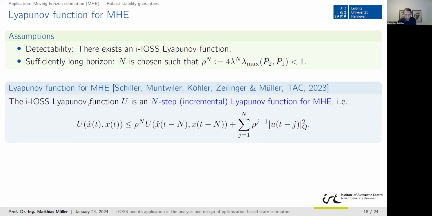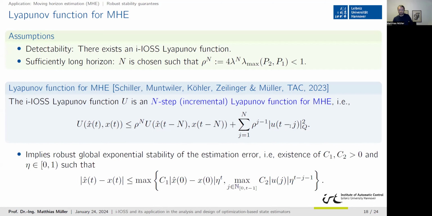So meaning that if I evaluate this incremental ISS Lyapunov function along the real unknown and estimated trajectory, x and x hat respectively, it is decaying exponentially over n steps. And then plus, of course, these terms, which depend on the process and measurement noise that affects the system. From this, it is very straightforward, just using the upper and lower bounds of the Lyapunov function, to get this desired bound for the estimation error.